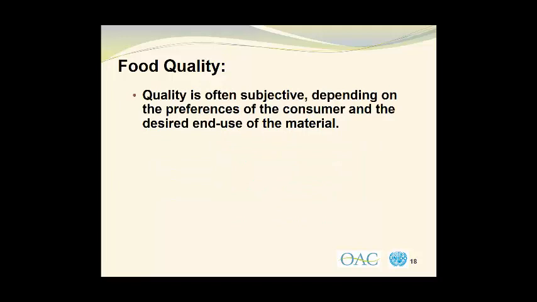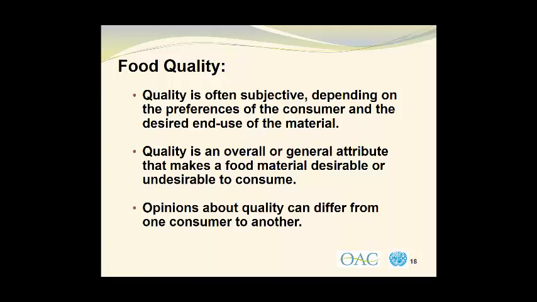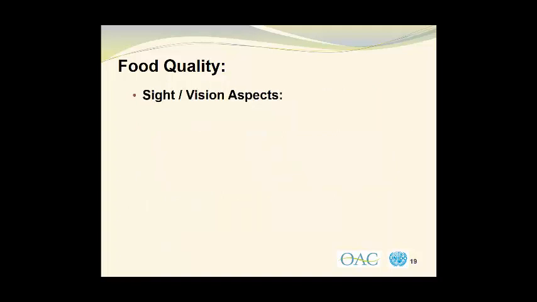Quality is often subjective, depending on the preferences of the consumer and the desired end use of the material. Quality is an overall or general attribute that makes a food material desirable or undesirable to consume. Opinions about quality can differ from one consumer to another. So let's take a look at some of the sight or vision aspects.